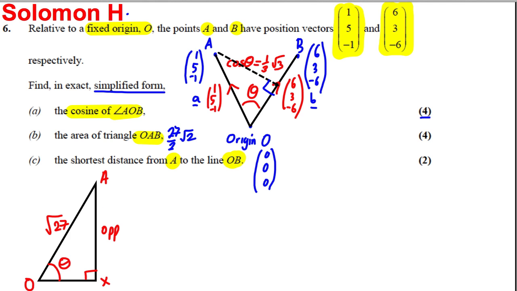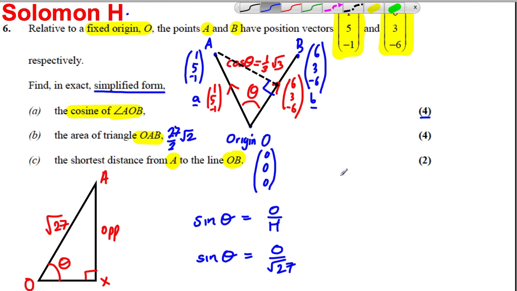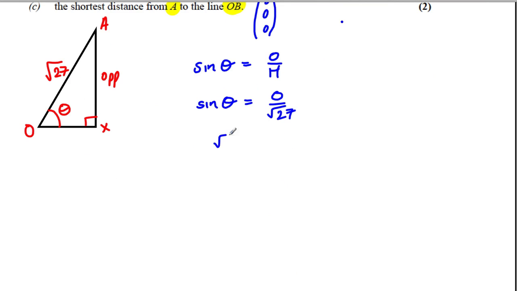Now I want to find this side here, so I know in this case that I will use the sine formula. So sine theta is going to be the opposite over the hypotenuse. So sine theta is going to be the opposite, which I'm looking for, over root 27. But bear in mind, from the previous work, I worked out sine theta. Sine theta was actually root 2 over root 3. So this is root 2 over root 3. That's what I got on my previous working, is equal to the opposite over root 27.